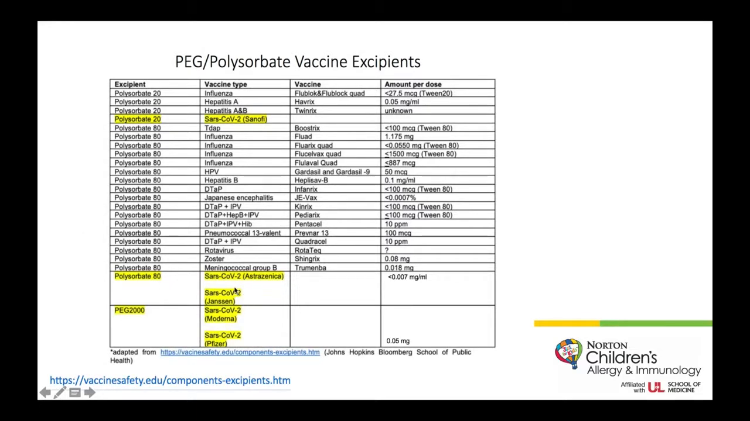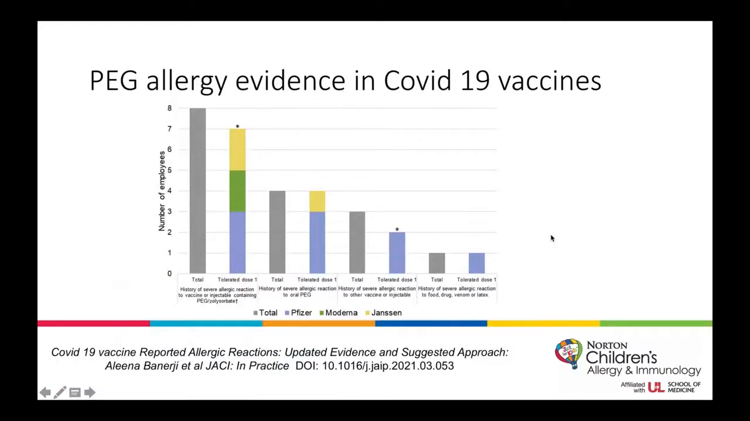Polysorbate 80 is present in Johnson & Johnson. And there's anecdotal evidence right now that even patients who have a history of severe allergic reactions to PEG actually can tolerate the Johnson & Johnson vaccine because that contains polysorbate 80 and not PEG. So this is the current evidence, the most evidence we have right now for PEG allergy and COVID-19 vaccines.